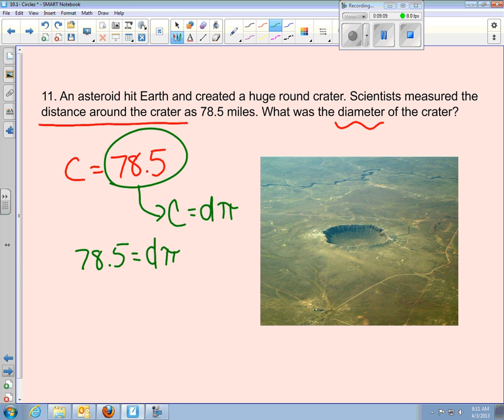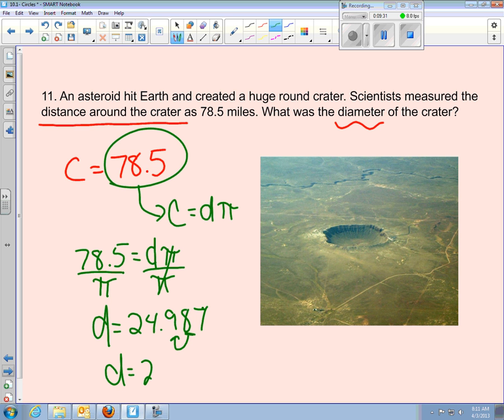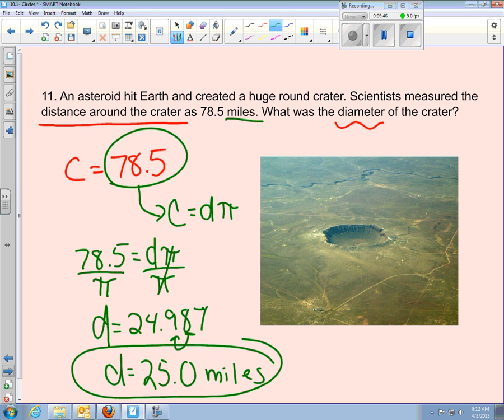So we are going to take our calculators and divide 78.5 by pi. That's going to get d by itself. So our diameter ends up equaling 24.987. If I ask you to round this to the nearest tenth, this 8 tells that 9 to round up. So our diameter, we're just going to round to 25, and I'm going to put 0.0 because I know that it wasn't exactly 25. And this came in miles, so that's going to be my label. So we are given the circumference, and we are able to find our diameter.